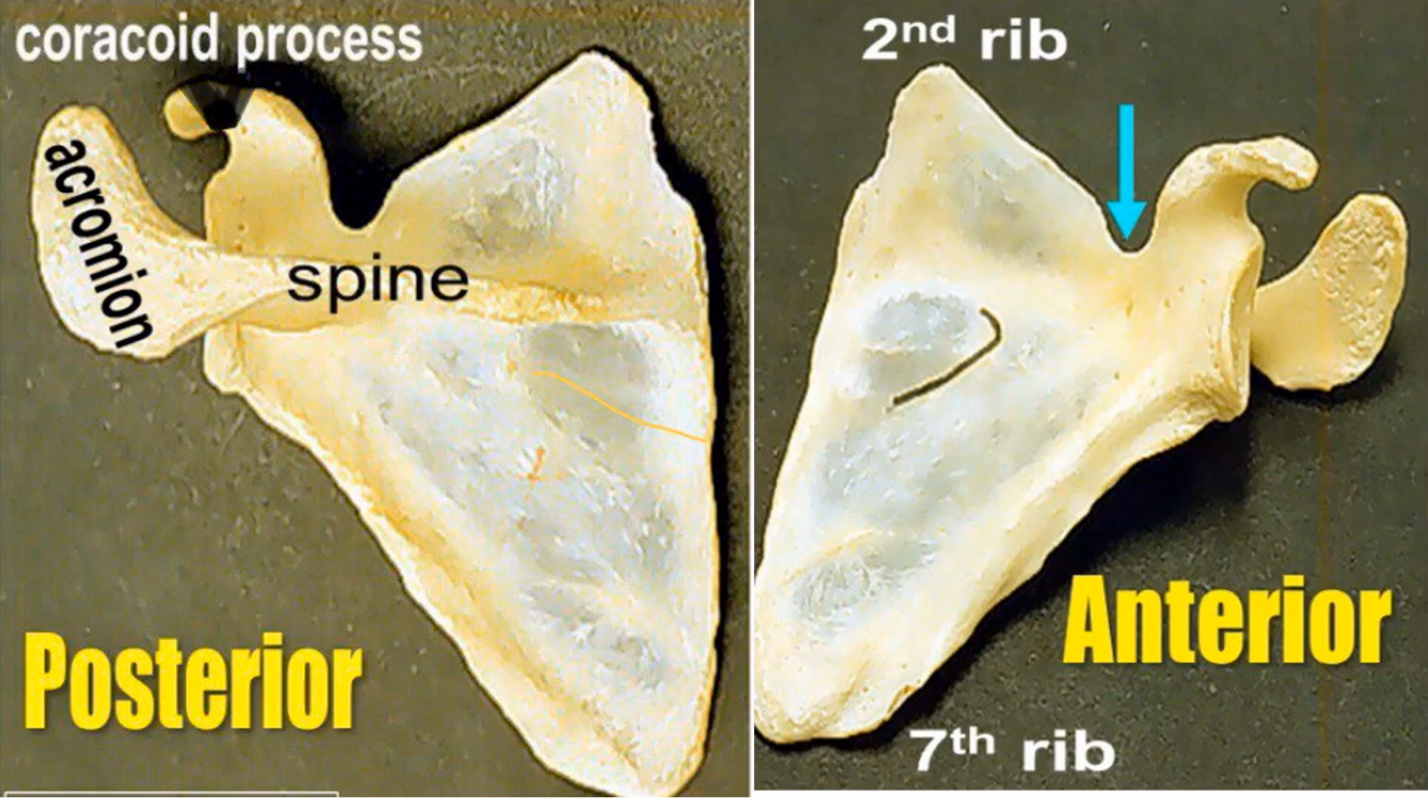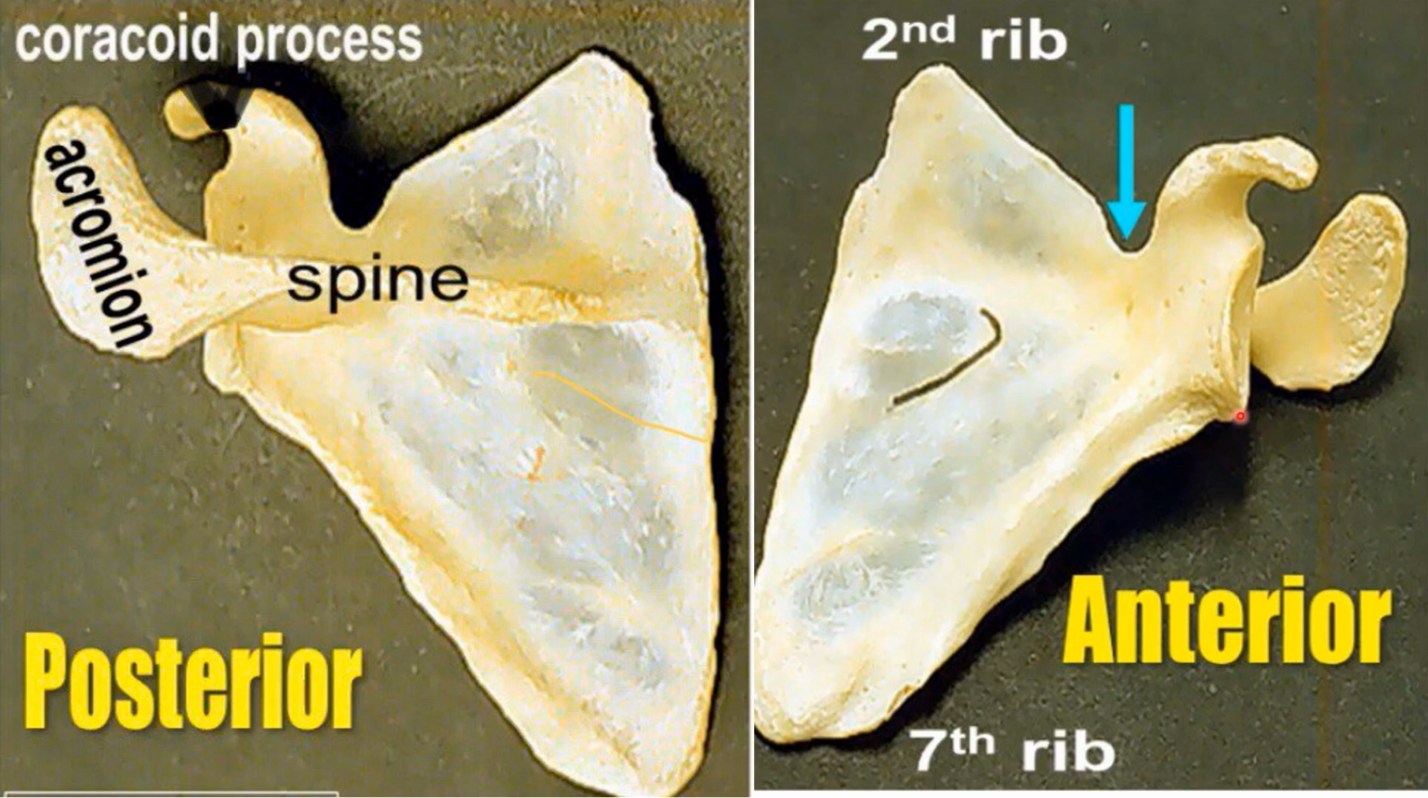Again, this is the anterior surface of the scapula. This is the posterior surface of the scapula. We said that the scapula has three angles. This is the superior angle, this is the inferior angle, this is the lateral angle. The superior angle is opposite to the second rib, the inferior angle is opposite to the seventh rib, and the lateral angle is actually called the head.